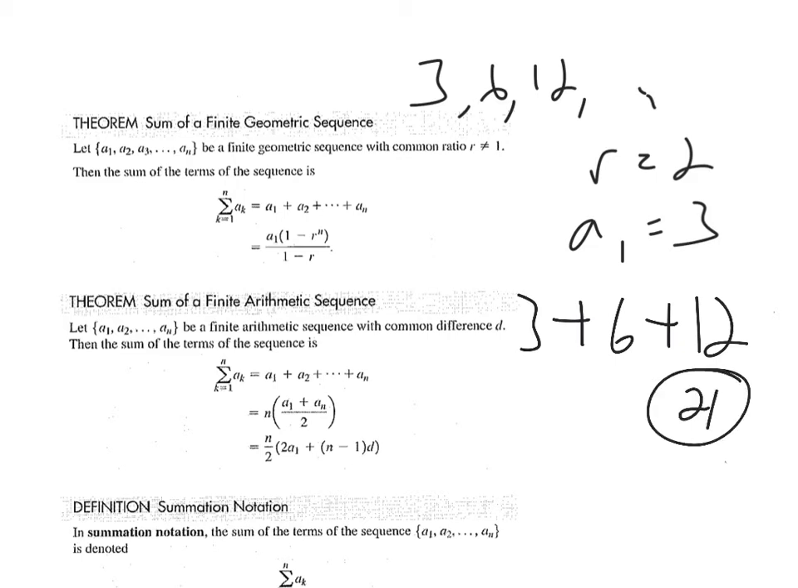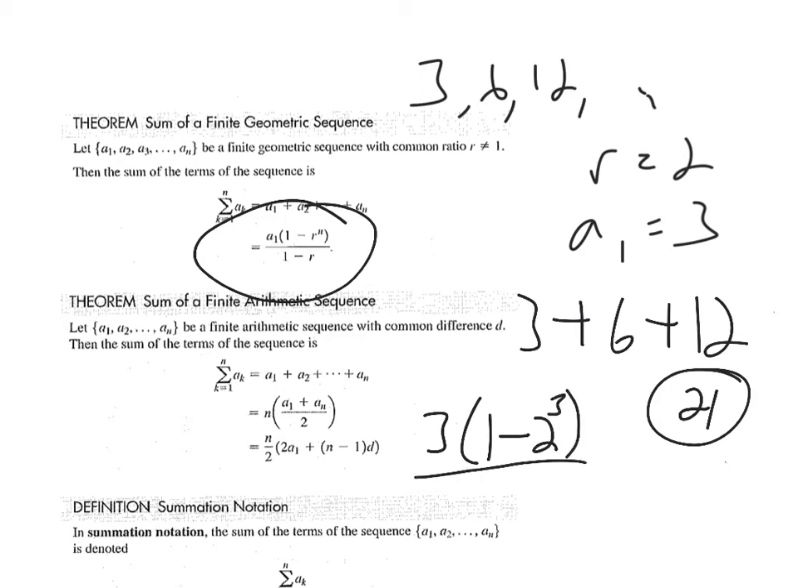I mean, why would we do that? Why would we do anything more than that for this? But what happens if it's the first 30 terms or the first 300 terms? Then you need another technique. And that's why we're going to learn that other technique. So the formula says, take your first term, times 1 minus your common ratio raised to however many terms you want, all over 1 minus your common ratio. And then you're just going to follow order of operations.